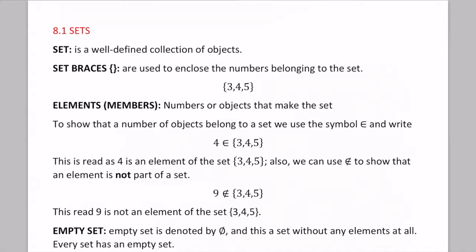To show that a number or an object belongs to a set, we use the symbol and write 4 belongs to the set {3, 4, 5}. This is read as 4 is an element of the set {3, 4, 5}. We can also use this symbol to show that the element is not part of a set. For instance, this reads as 9 is not an element of the set {3, 4, 5}.